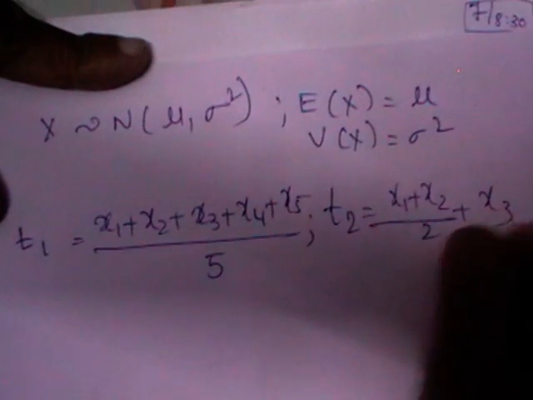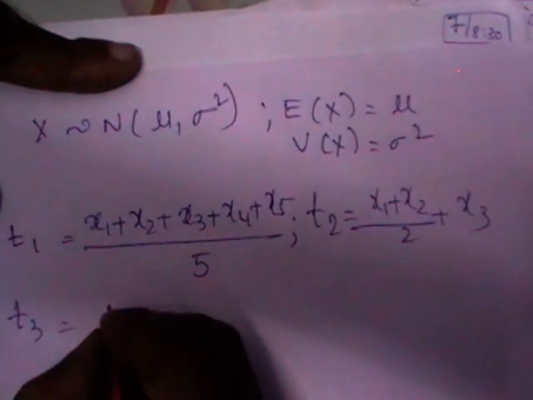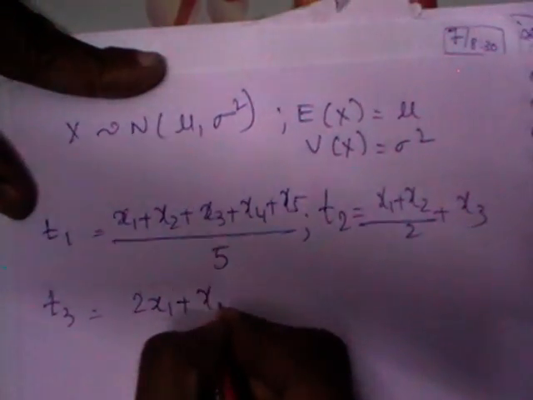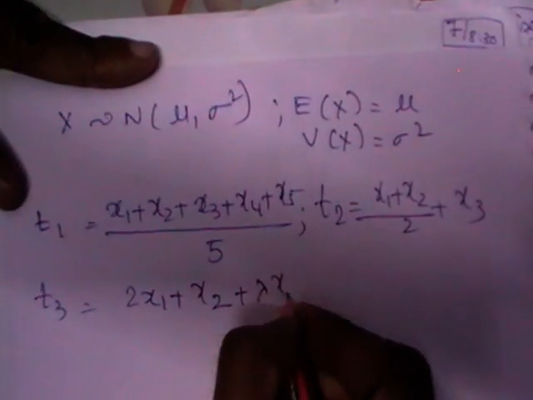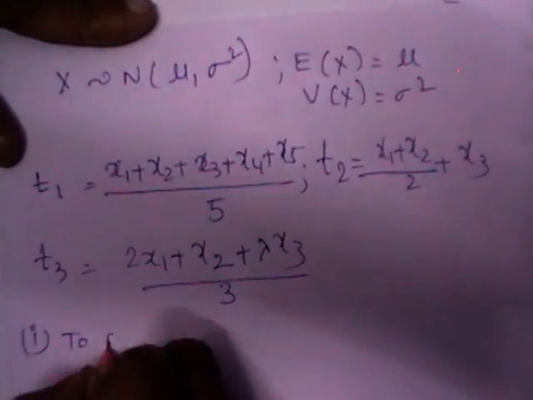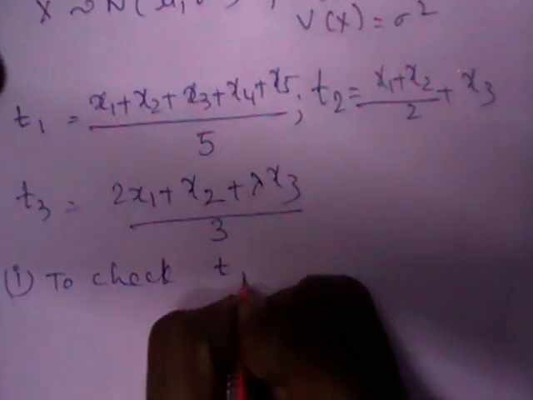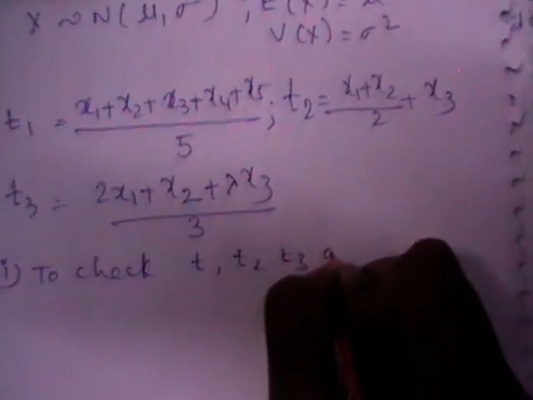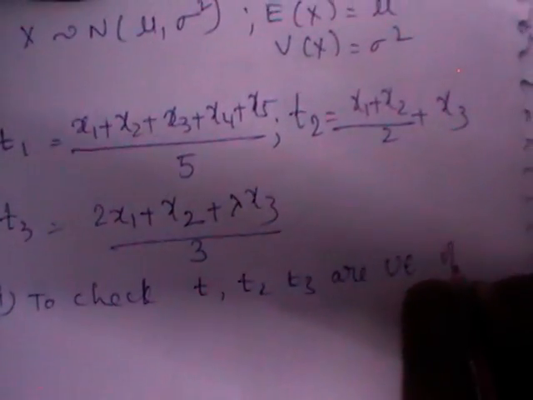T2, T3 is this one. You are given these three. What are the questions for you? You should check that. First bit is to check whether T1, T2, T3 are unbiased estimators of mu.